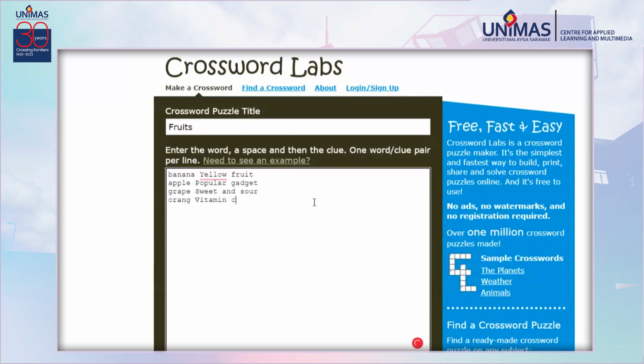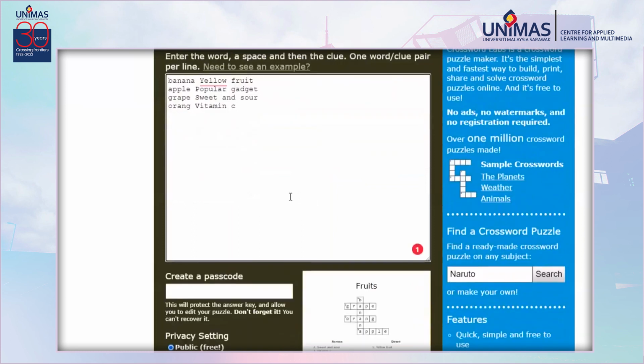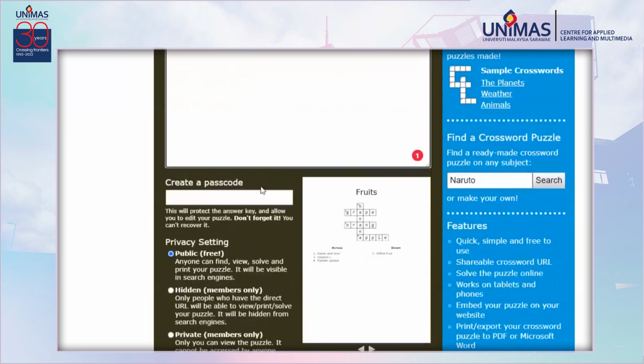So after you complete your answers and questions, you scroll below and create your password for your puzzle. Maybe 1, 2, 3, 4, 5, but don't use 1, 2, 3, 4, 5. You can use another password for your puzzle.